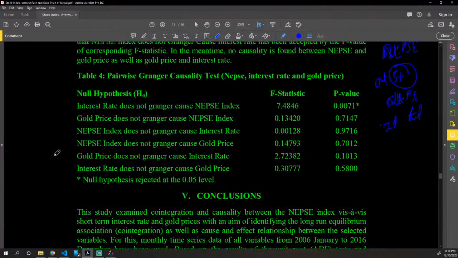So in the pairwise causality test, this was rejected since it is statistically significant, right? So interest rate does Granger cause the NEPSE index. The others are not significant, so the null hypothesis is accepted, right?